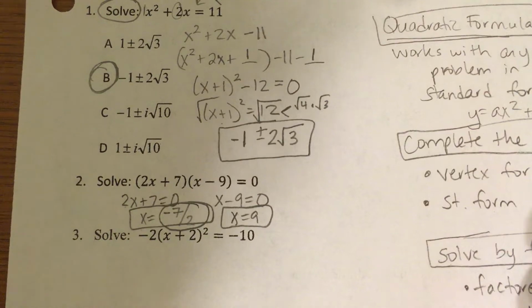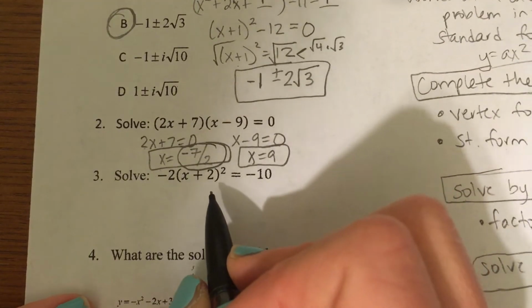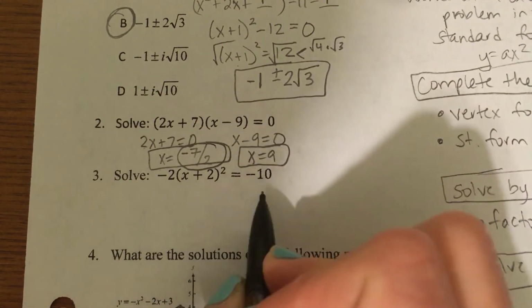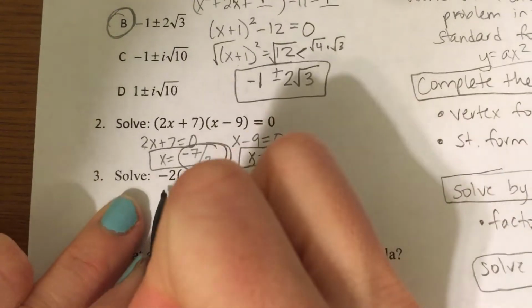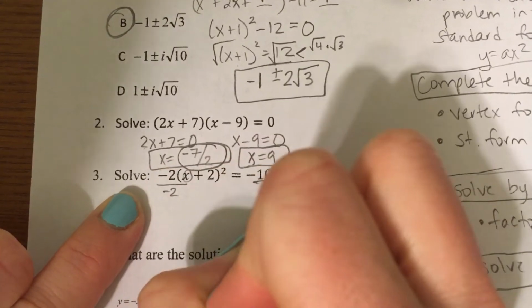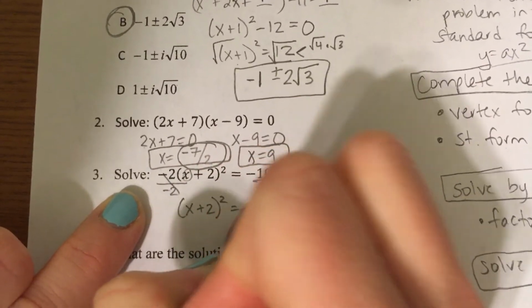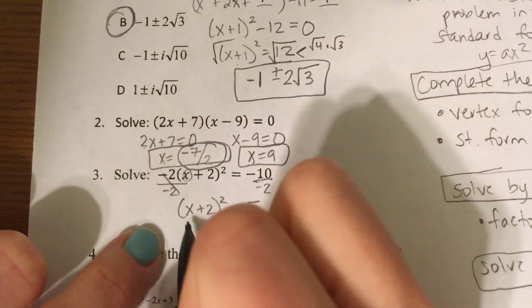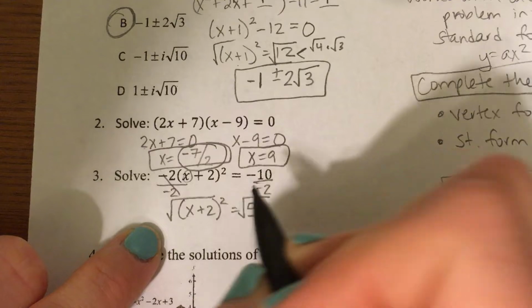Okay. Number 3 is in vertex form. So to solve it, you don't need to do plus a blank minus a blank because it's already in vertex form. You're just going to get x by itself. So the first thing you have to do is divide by negative 2. So that leaves me (x plus 2) squared equals 5. Then you have to square root both sides because the square goes with everything in the parentheses.